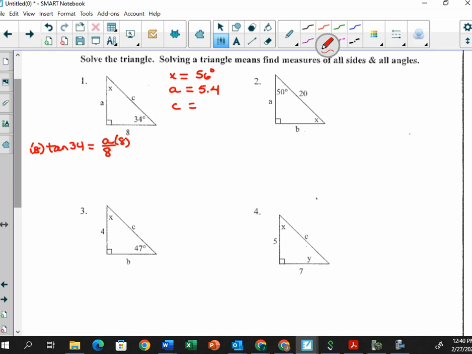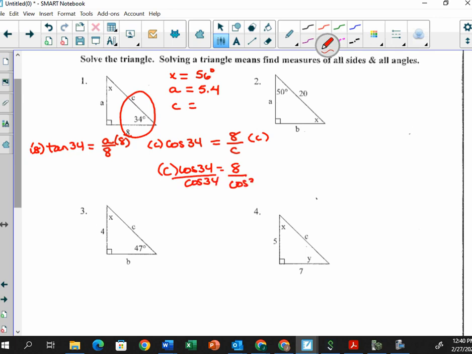So we can just use like the 8, the 34, and the C. What could I set up there? Yeah, so cosine of 34 equals 8 over C. Algebraically slightly different, right? The variable's now in the denominator. How do I solve that? Yep. Good. Multiply by C. And then divide by cosine. What do we get?